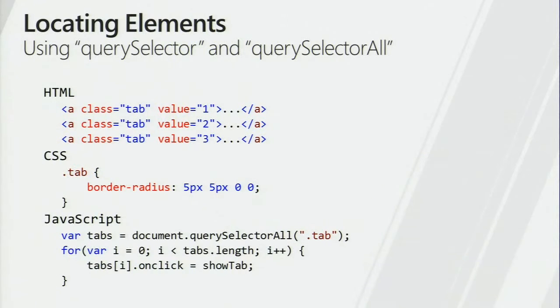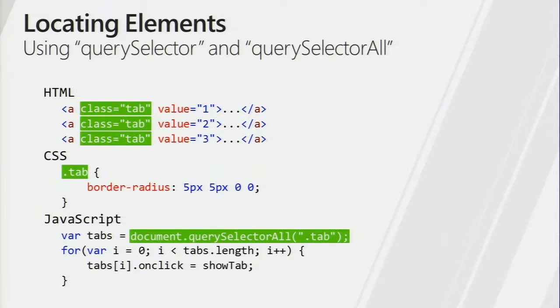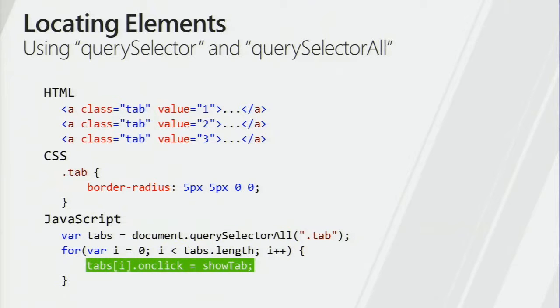I'm going to start by showing you how to locate elements, because if you can't find elements on the page, you can't change them. One of the easiest ways to do this is using the selectors API, or querySelector and querySelectorAll. For example, if we have some HTML where we've defined classes, in this case tab, from CSS we'd use the dot syntax to reference those and, say, customize their border radius. From JavaScript we'd use querySelectorAll to get the entire collection of all elements that have the tab class. Once I've done that, I can do additional work on them, such as listen for the user to click on a tab in order to call a function.